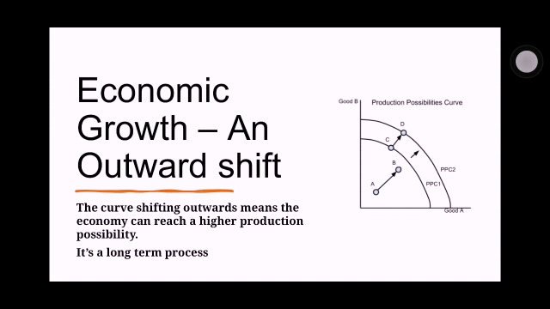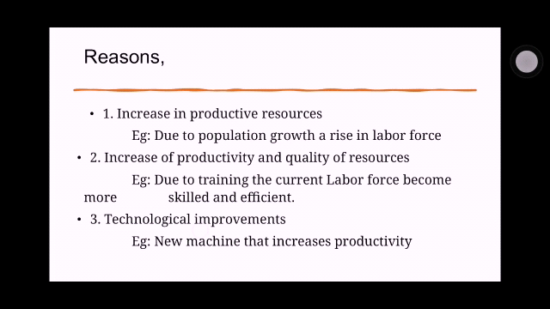And one place where most students get confused, now think on your own, is whether economic growth is from point A to B or from point C to D. I told you all, it's when the PPC shifts outwards. So when the production changes from A to B, the production possibility curve does not shift outwards. I will explain later what shifting from A to B is.